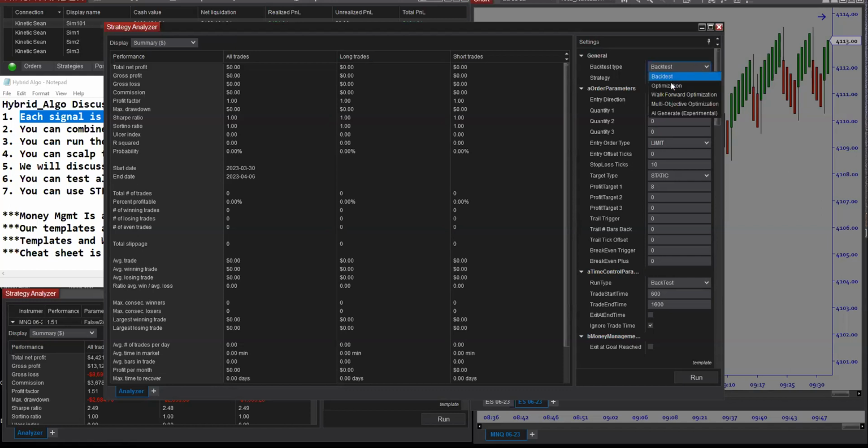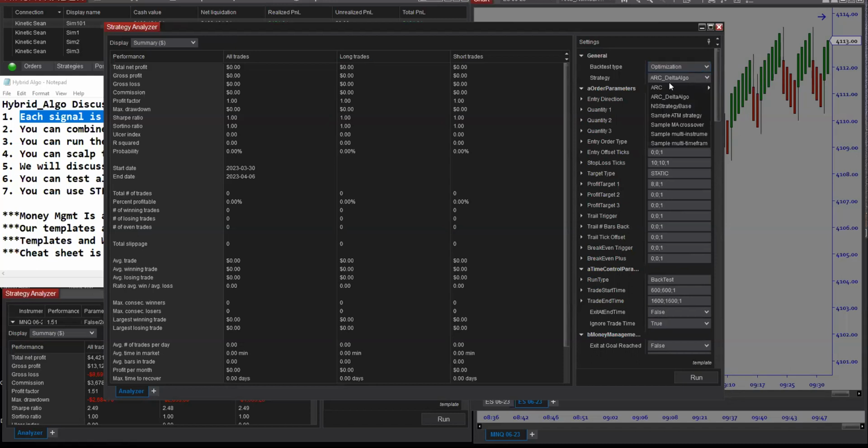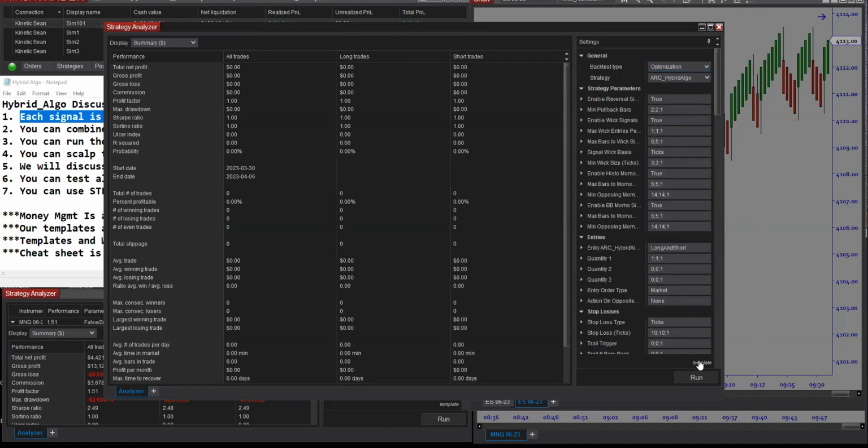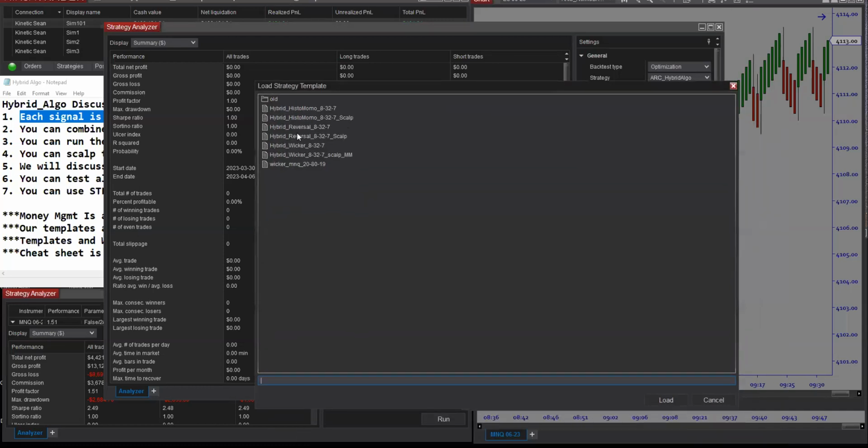Okay, so let's just go in here. Let's set up an optimization. I'm going to use maybe 1 or 2 days just to keep it super quick and effective. I'm going to go to the hybrid algo. Now, I'm just going to load a template, and then we're going to edit that template so I can keep it super fast. So we're not wasting everybody's time here.